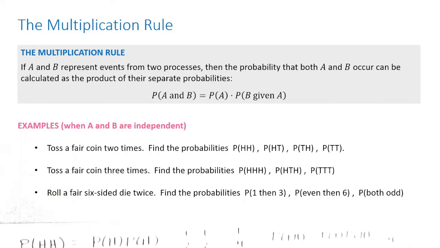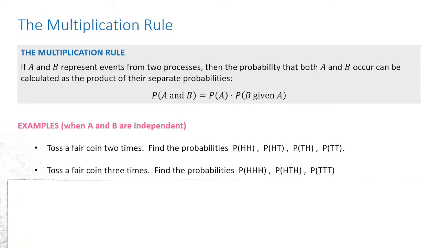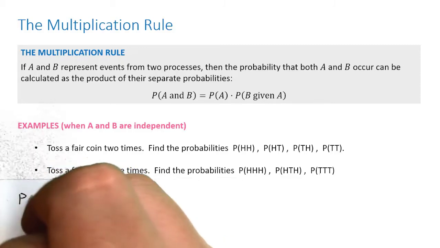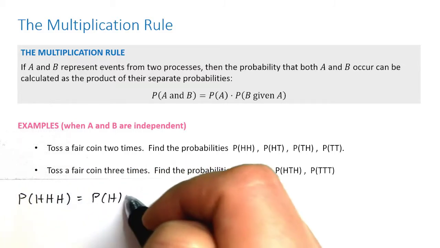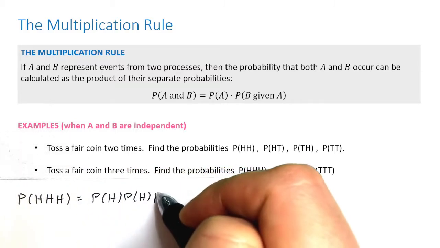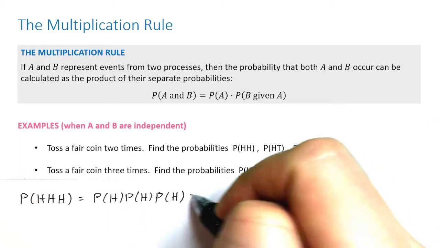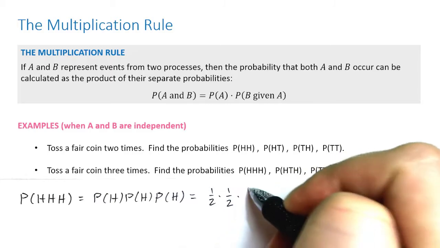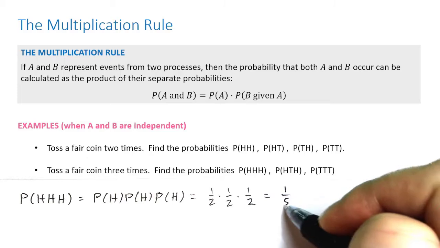Okay, let's look at the next one. The next one says, toss a fair coin 3 times, find the probabilities of these 3 outcomes. Well, again, each time you toss the coin, it's independent from the other ones. So when I compute these probabilities, heads, heads, heads, I just multiply them together. So it's the probability of heads times the probability of heads times the probability of heads, or the probability of heads cubed, right? Which is 1/2 each time. A half times a half times a half is 1/8.